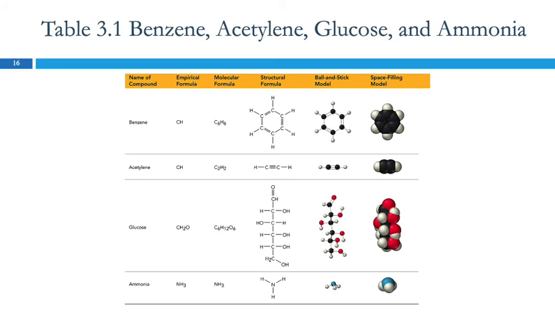This table shows several different compounds and the different types of formulas for them. Let's just look at glucose, which is a sugar. Its empirical formula is quite simple. Its molecular formula is a little more complicated. And then we see the structural formula, the ball and stick model, and the space filling model. These give us more information. There are actually a lot of compounds with the same molecular formula. Sucrose is one of them. It has the same chemical formula, but it's not the same because it's arranged a little bit differently.